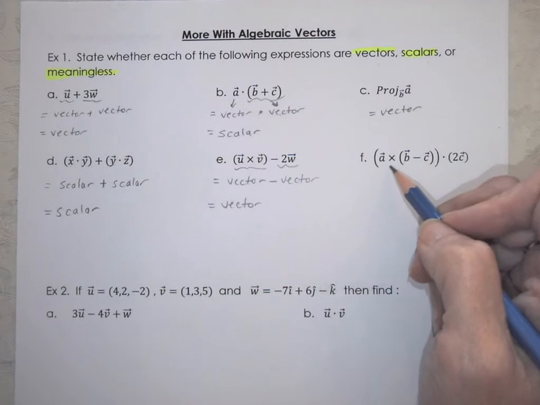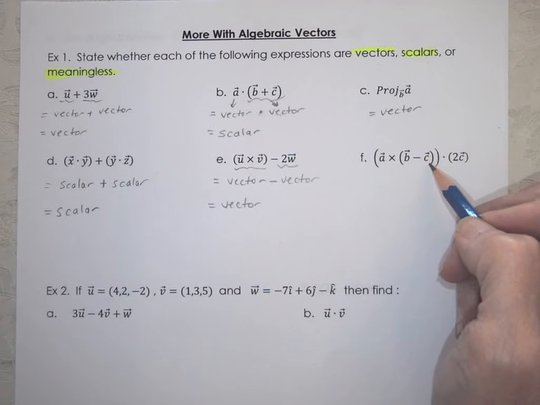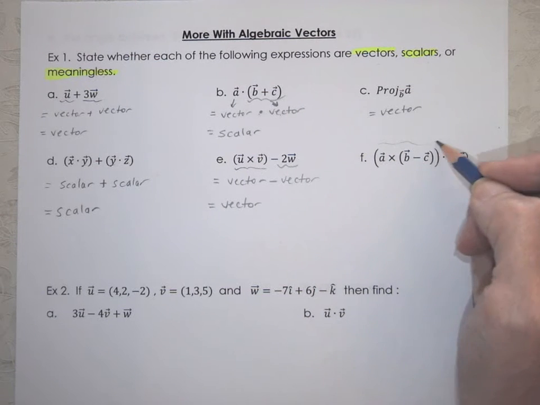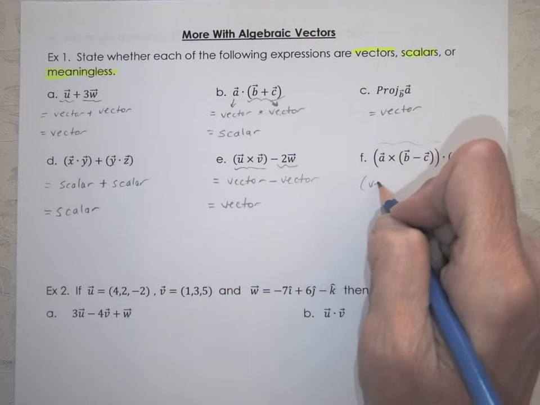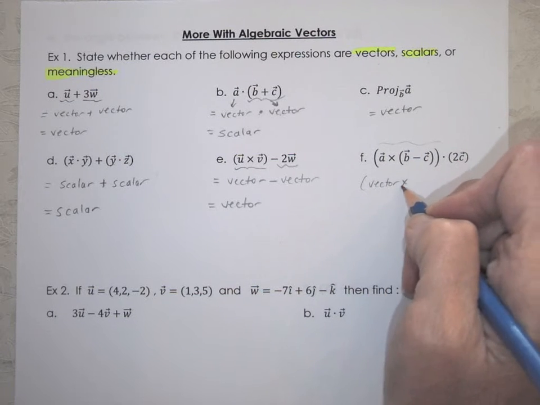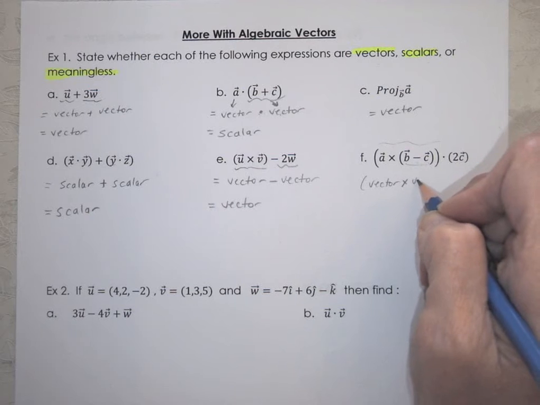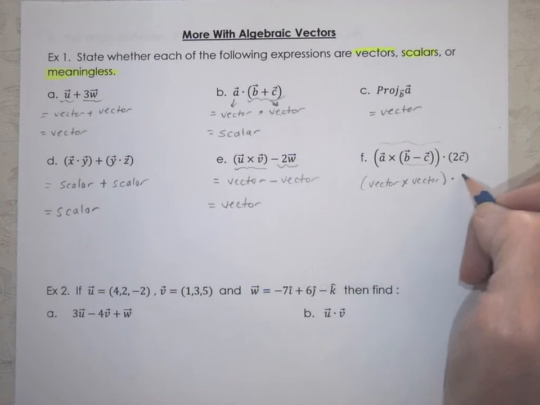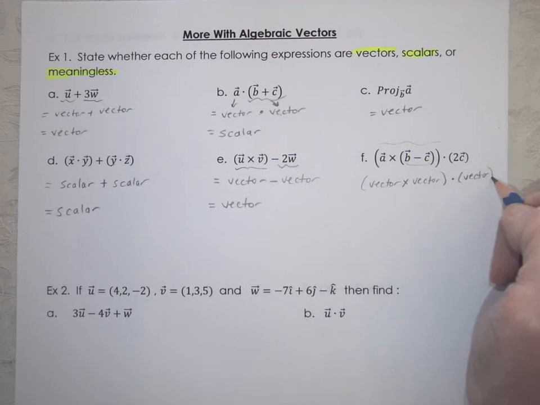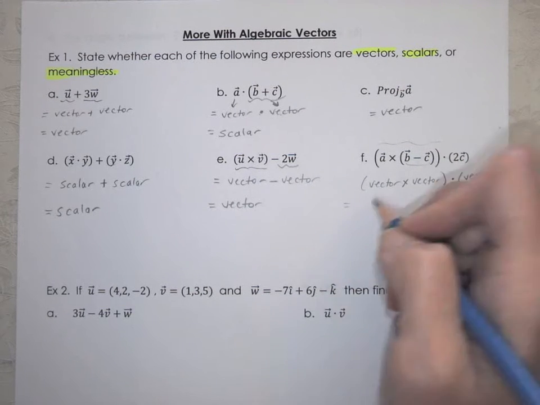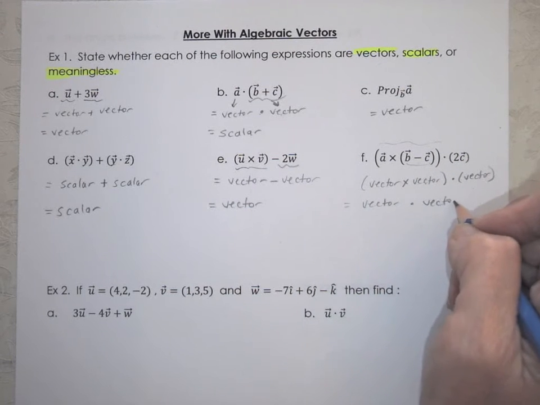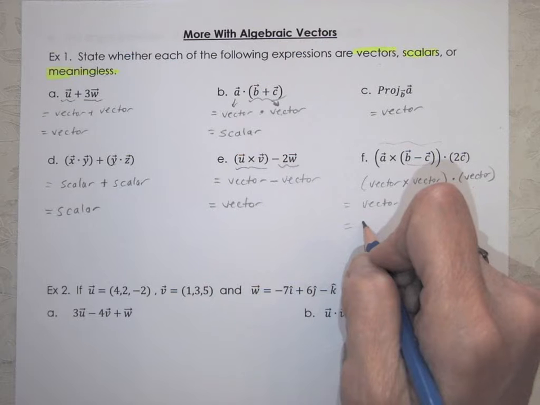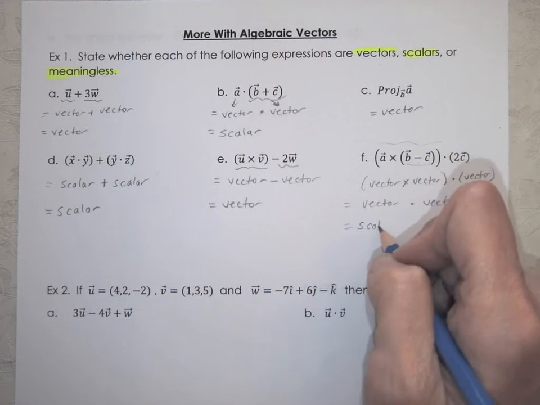Here we have A cross B minus C. So if we look at this part first, this is the cross product. So we have a vector crossed with B minus C. When you subtract two vectors, you get another vector. And we're dotting it with another vector. 2 times vector C is a vector. And we know that a vector crossed with a vector is a vector. Dotted with another vector, when we dot two vectors together, we get a scalar, because the dot product is a scalar.